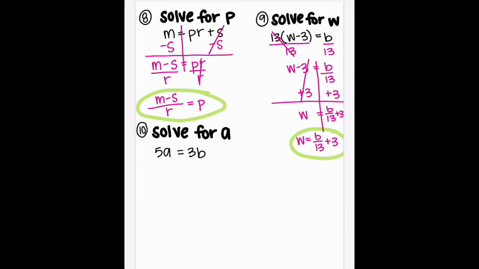And finally, number 10. We want to solve for a. So that means we want to get a by itself. If we want a, we need to get rid of this 5. To get rid of this 5, we need to do the inverse of multiplication, which is division. So 5 divided by 5 is 1, and we get a equals 3b divided by 5. We can't simplify anything else because 3 over 5 is already in its simplest form, so we're done.